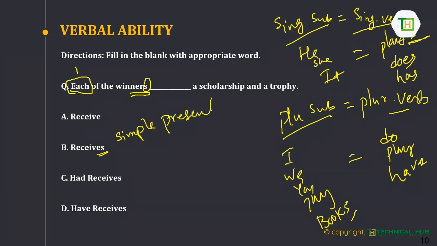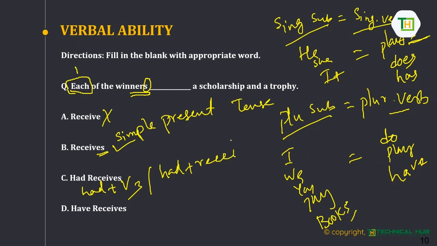Okay. So if you are using any other form of the verb, then that is wrong. Receive, only receive is there. It is not applicable. You should have an s. So the second option is right. And had receives is blindly wrong, wrong, wrong. And whenever you want to use had plus V3 form, it should come like this: had plus received. But it did not come like that. Have receives also never comes. Have plus V3 only. It should never come like that. Okay, so try to remember these things.